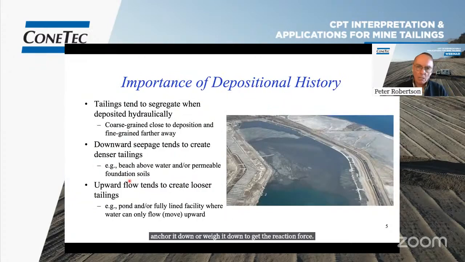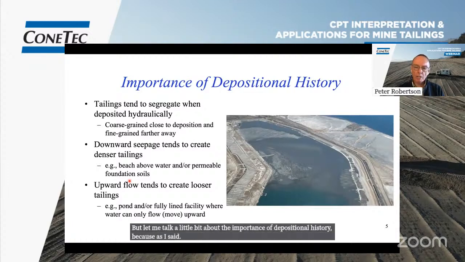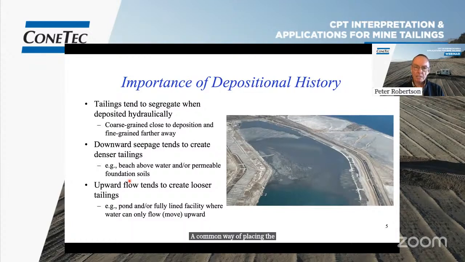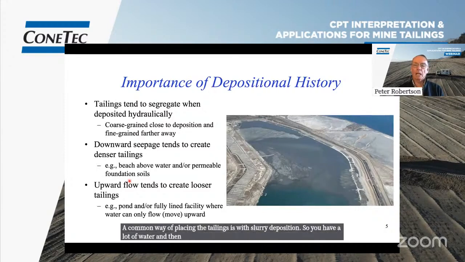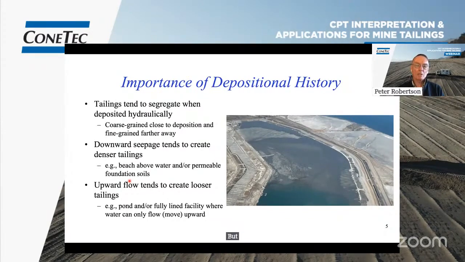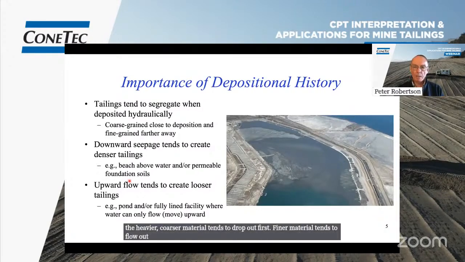But let me talk a little bit about the importance of depositional history, because as I said, a common way of placing the tailings is with slurry deposition. So you have a lot of water, and then the sands, silts, and clays are in suspension in the water in a slurry, and they're discharged either in spigots or individual points. But what happens is as the tailings are deposited hydraulically, they tend to segregate. The heavier, coarser material tends to drop out first. Finer material tends to flow out all the way maybe to the pond.